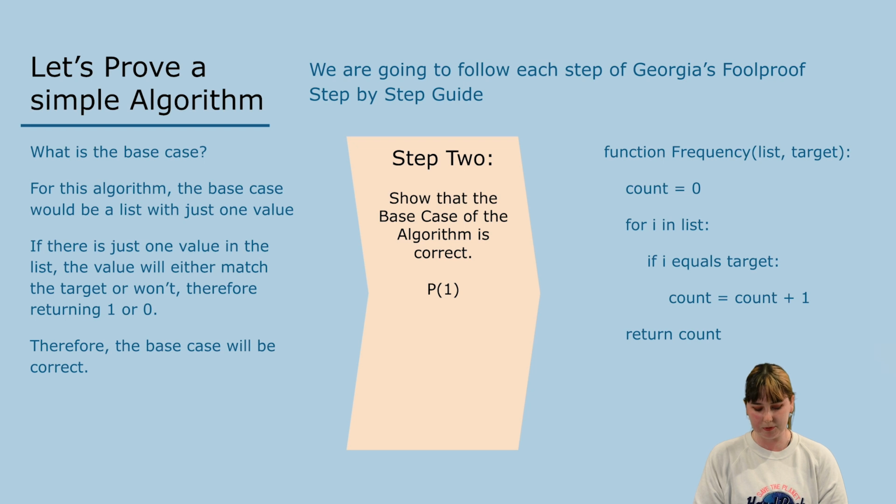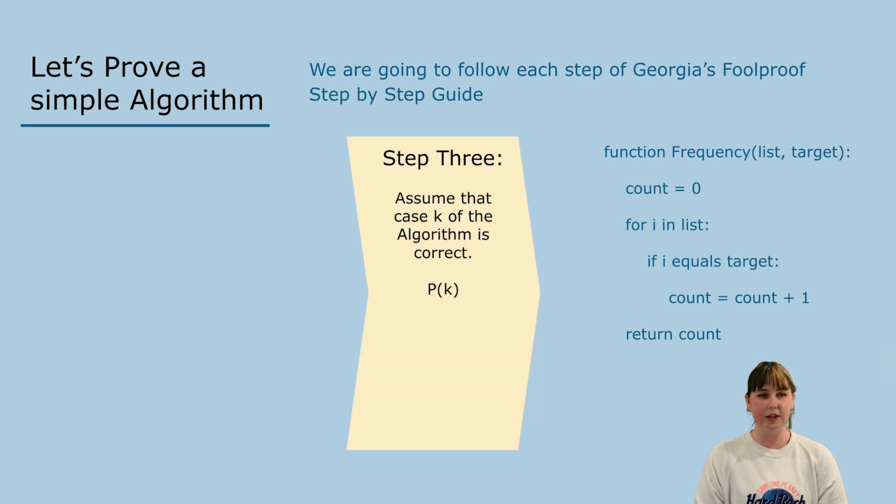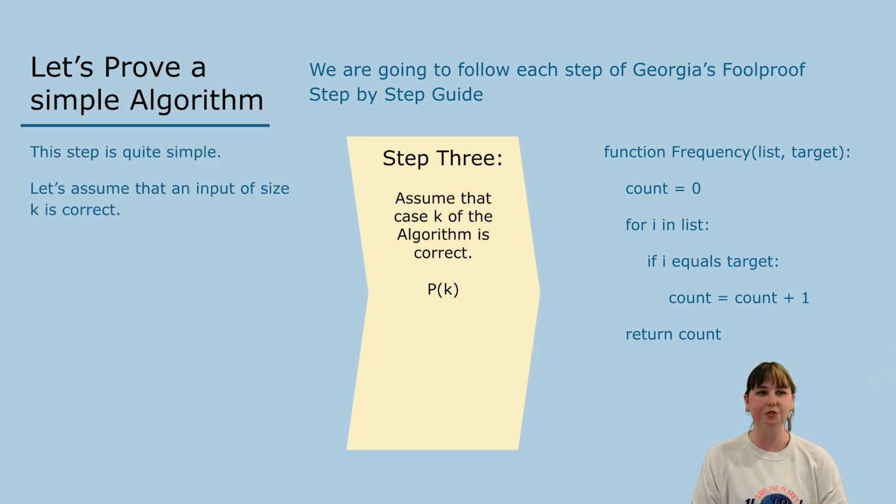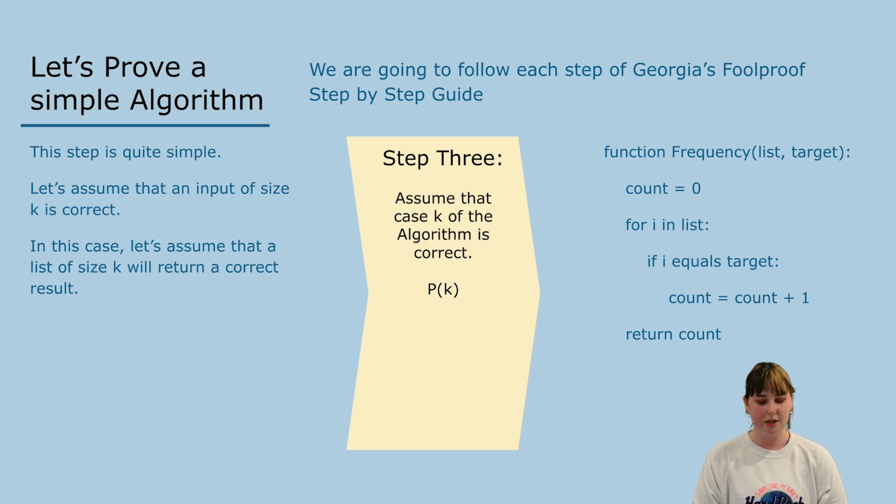And then we move on to step 3. We're assuming that case K of the algorithm is correct. This tricks students up a lot because we're making an assumption, and it really is an easy step. There's not that much to it, but it sounds a bit complicated. So the step is quite simple. Let's assume that an input of size K is correct. In this case, we can assume that the input of size K will return a correct result. So it's just an assumption that we have to make.